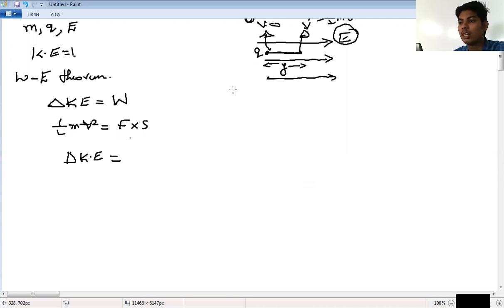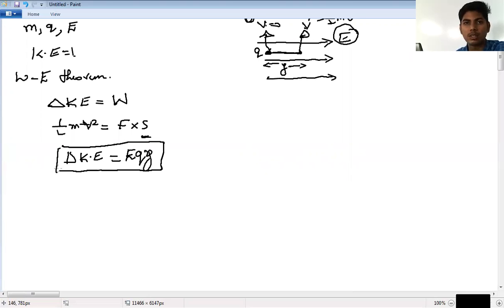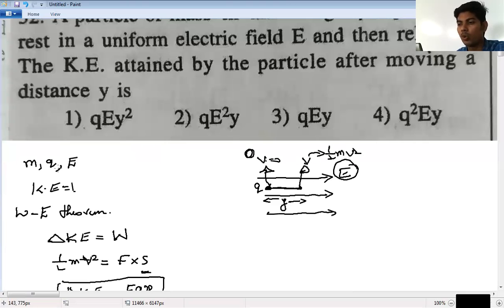You know what the electric force experienced by a charge placed in an electric field is? The electric force experienced by a charge placed in an electric field is EQ. And what is the displacement of the charge? Y. So the kinetic energy acquired by the charge placed at rest in an electric field is EQY, or QEY. So this must be the option. This is the kinetic energy attained by a charge.